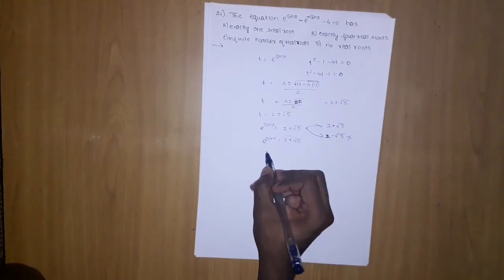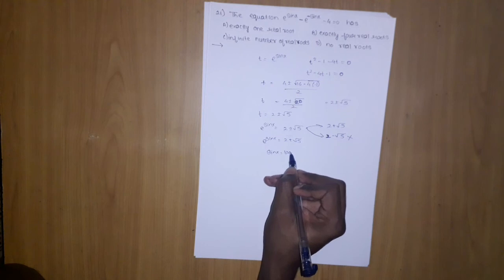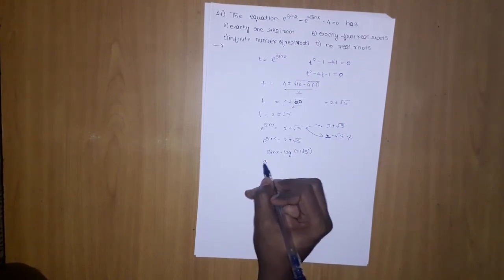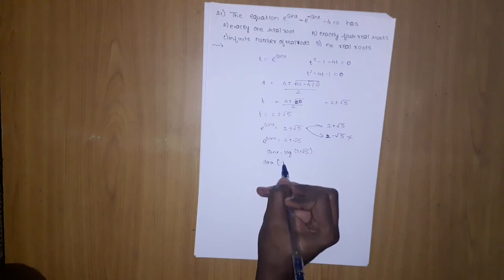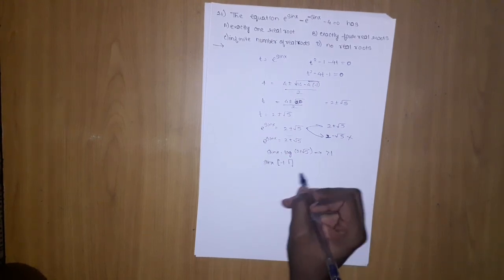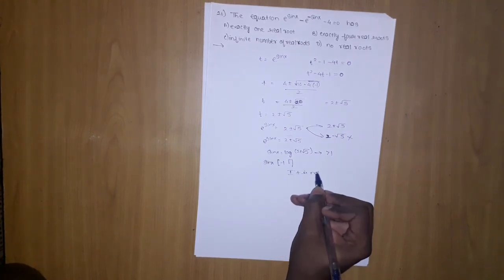Now if I move it over, we know what it will become: sin x equals log of 2 plus under root 5. But you should know the sin x range. It is from minus 1 to 1, and this value is greater than 1. Then it is not possible. It is not possible.